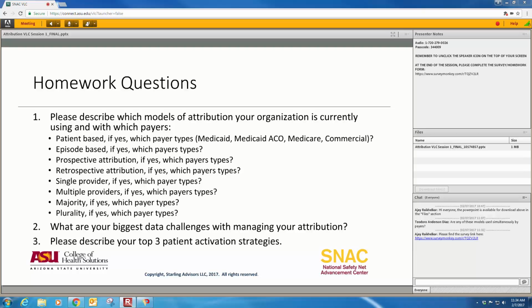It's going to show you the detail, including what was billed, how much it cost, what was paid, and we have a set of questions for you to think through as to what type of analysis you might wish to engage in as it relates to better understanding your attributed population.